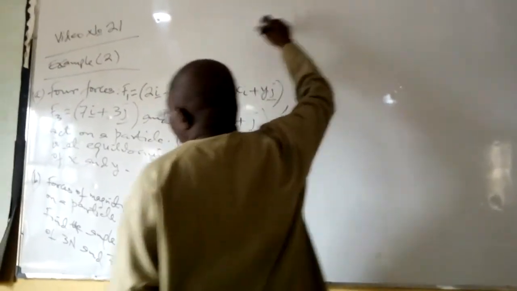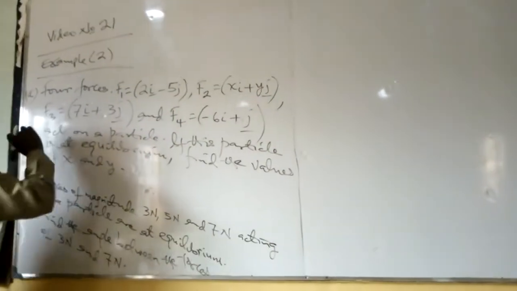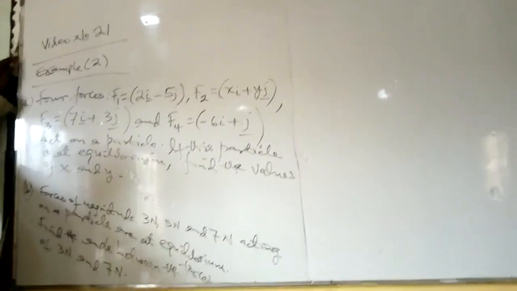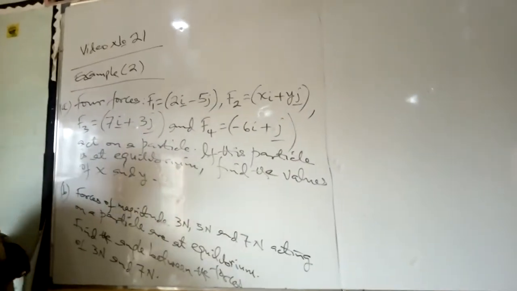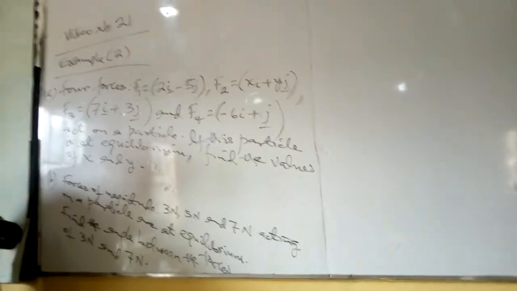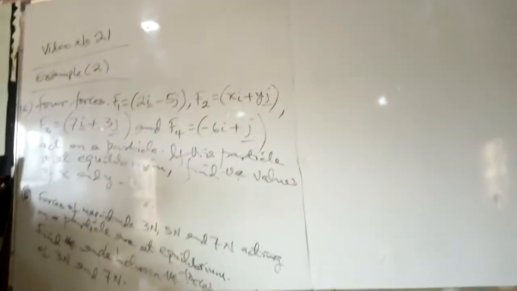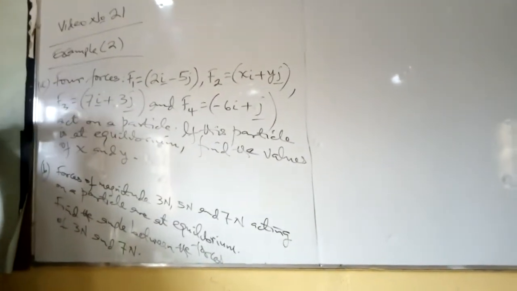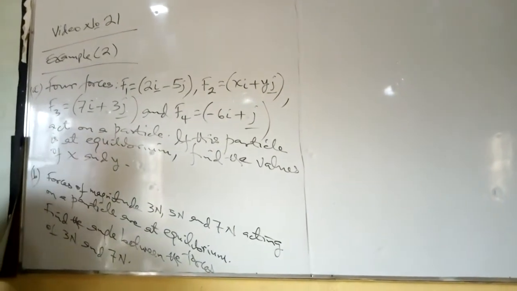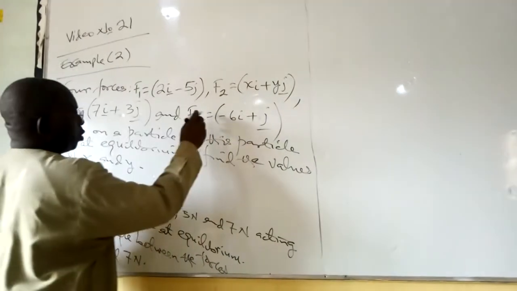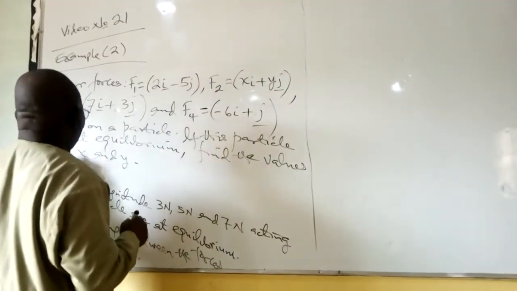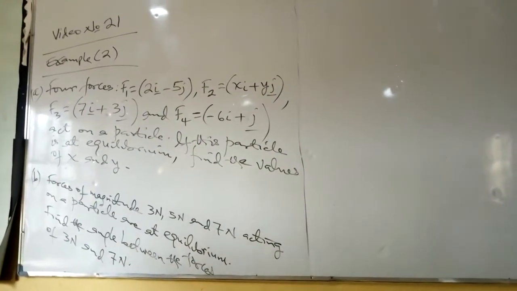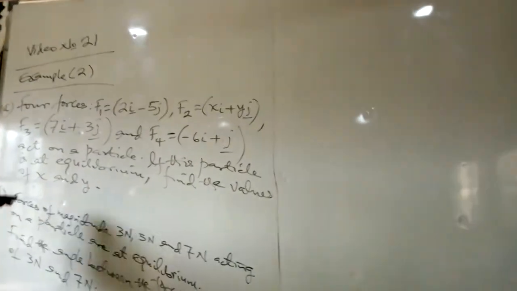Now, this is video number 21, example 2. I read the question. Four forces, F1 is 2i minus 5j, F2 is equal to xi plus yj, F3 is equal to 7i plus 3j, and F4 is equal to minus 6i plus j, act on a particle. If this particle is at equilibrium, find the values of x and y.